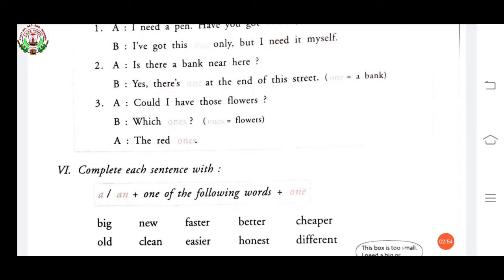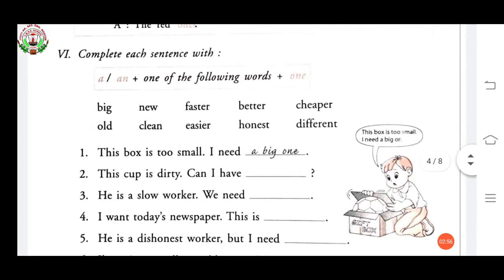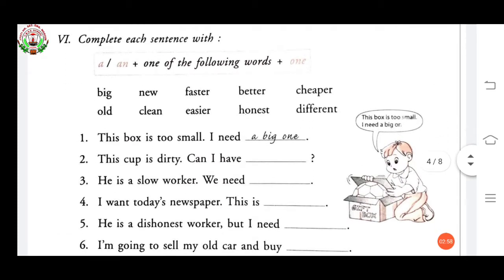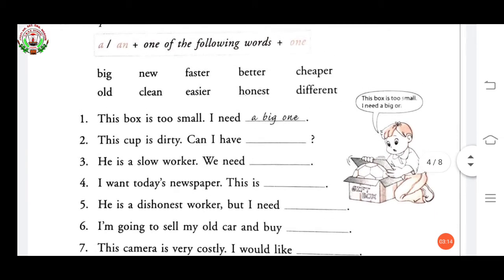Now see the exercise. Complete each sentence with a or an plus one of the following words plus one, O-N-E. Words are given. You have to choose from the box. See the first example. This box is too small. I need a big one.